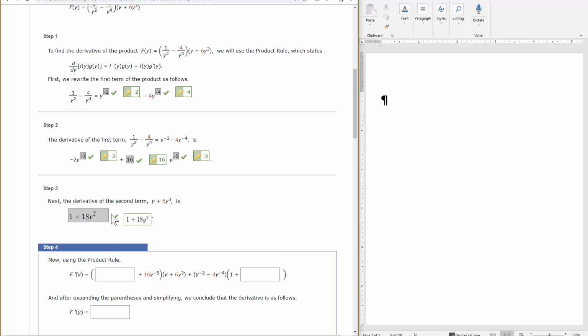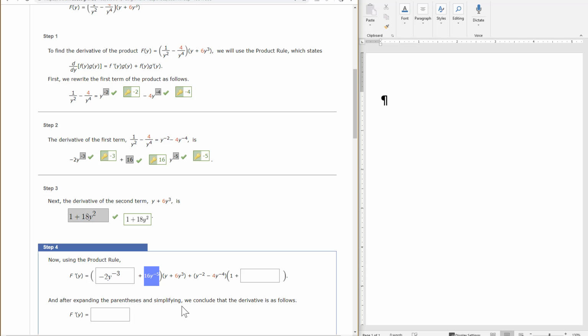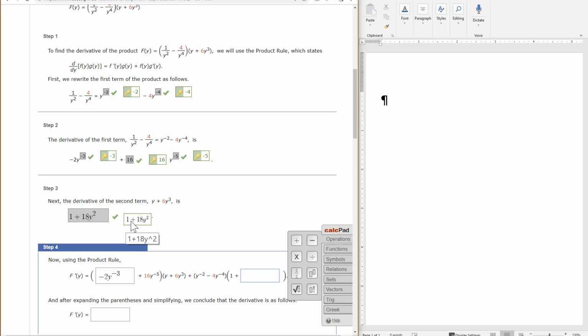Anyways, they just want the derivative of the first term here. It looks like they just want the minus 2, and then the y raised to the minus 3 power, and then there's a plus 16 y to the negative 5th power, which is something that they have here already. So that's the derivative of the first term times the second, and here's the first term again. Now we want to take the derivative of the second, which we found, and so we'll just rewrite that. 1 is already there, plus, and so we just have to type in 18y to the second power.